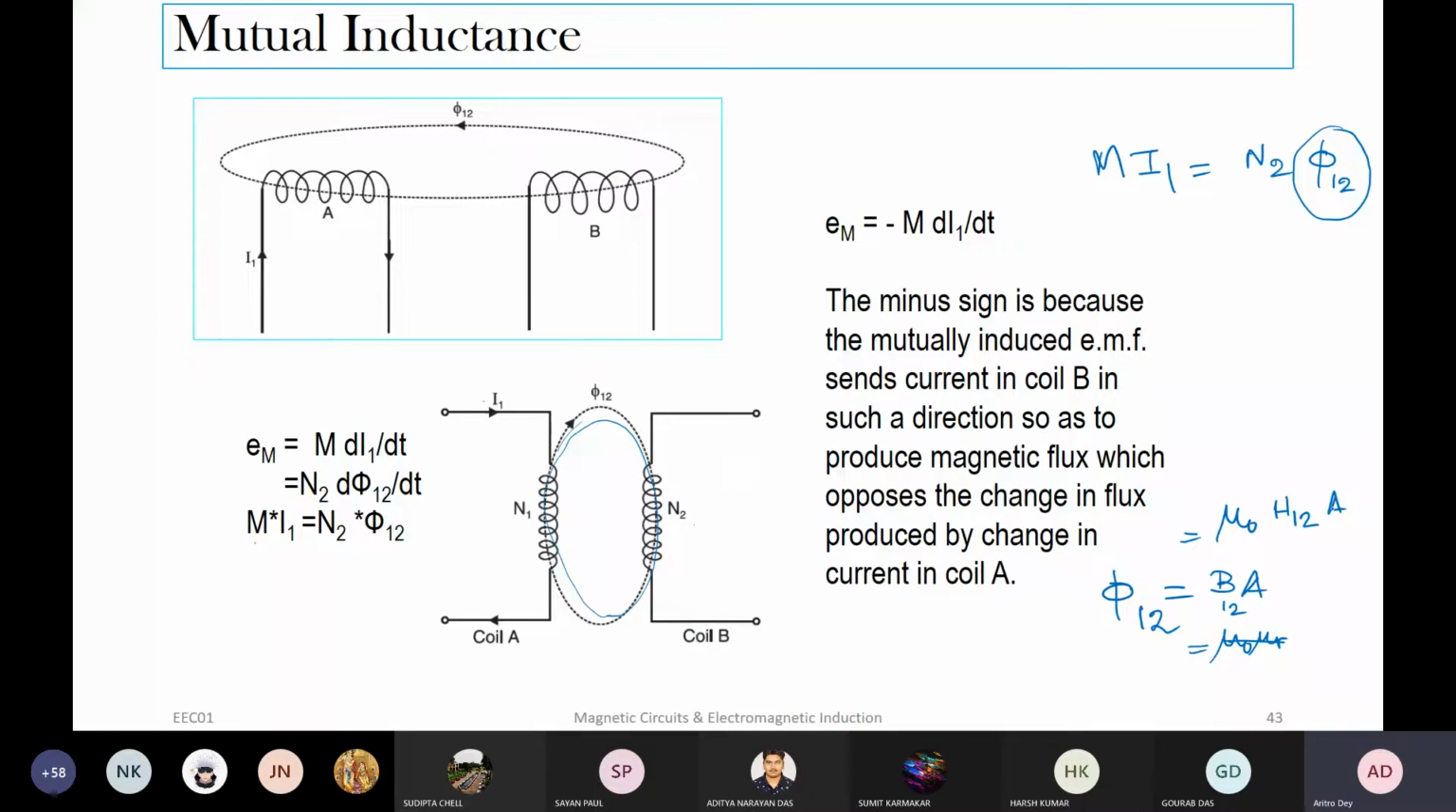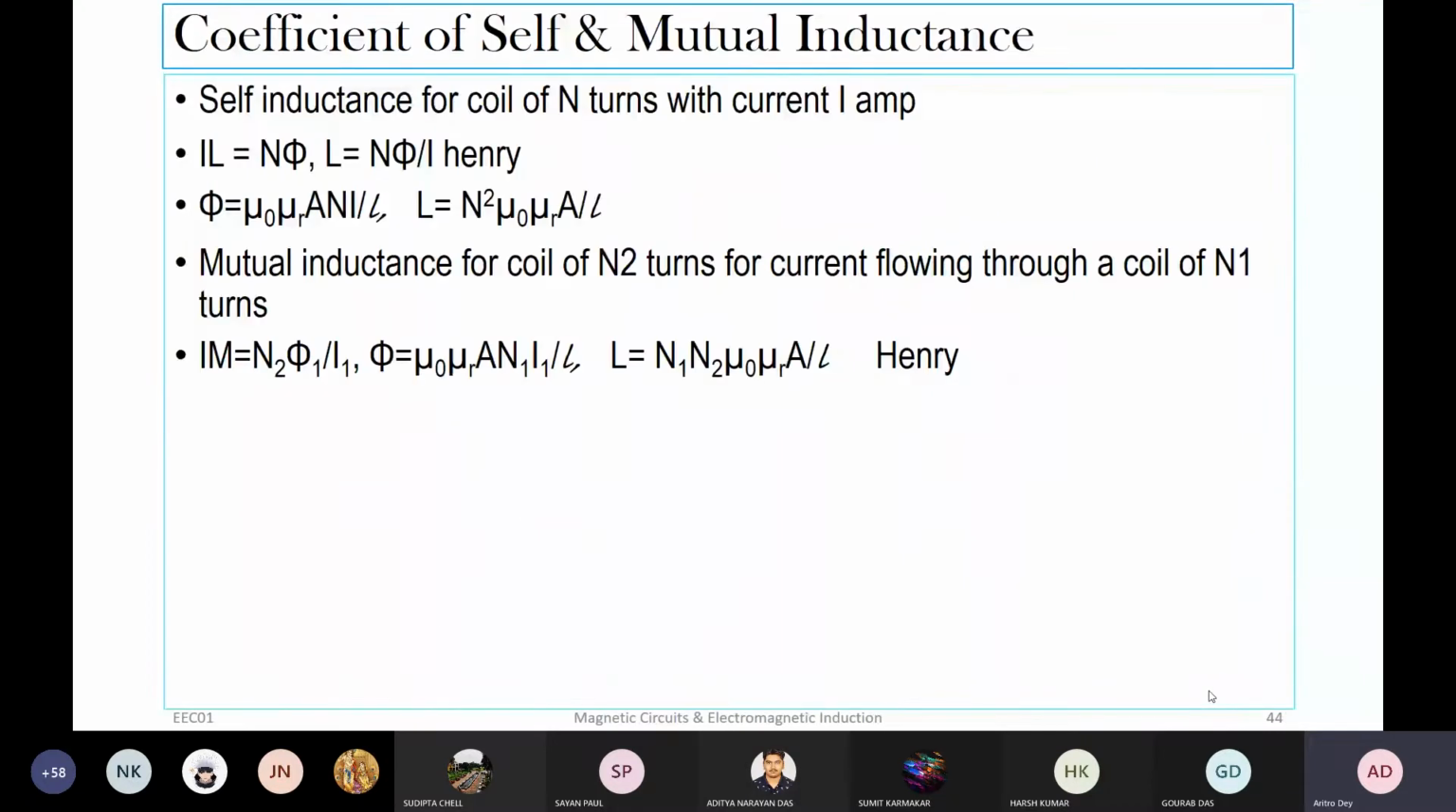What is your H here? It is MMF, equal to N I1 divided by this length. Now you have to consider this magnetic circuit, and if we take it in circular form, with radius r, then the length is 2 pi r. That is your L, and you can put it here, and in the same way you can find the value of the mutual inductance. This is already shown here, just go through it. So this is the expression of your self inductance, and this is the expression of your mutual inductance.